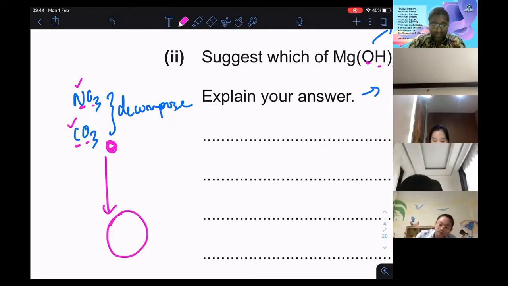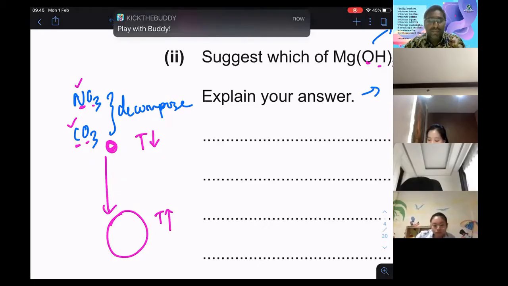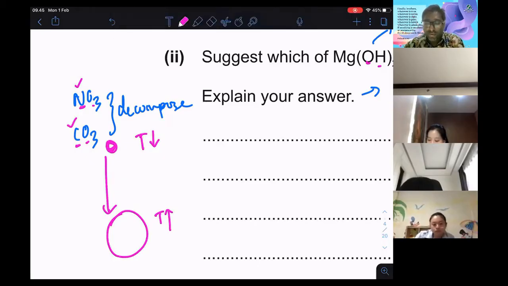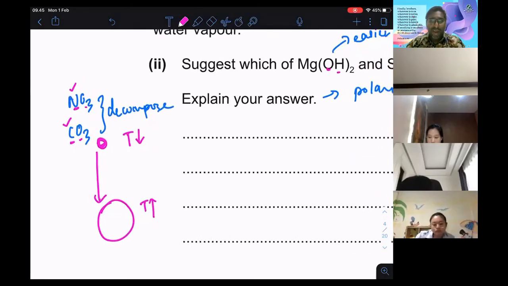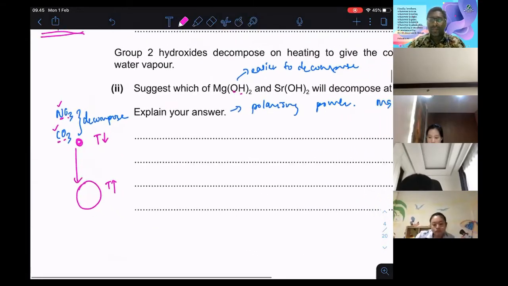So it means that it's easier to decompose. You require less temperature to decompose at the top, and you require more temperature to decompose at the bottom. So thermal stability going down the group is going to become more stable. Thermal stability increases down the group, let it be nitrate, let it be carbonate, let it be hydroxide. And why? Now it's actually related to the polarizing power.